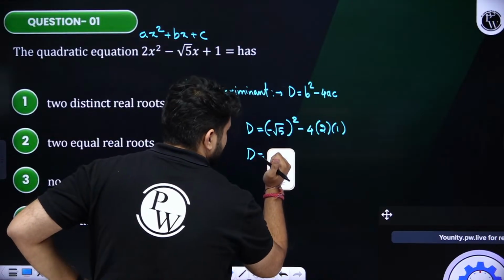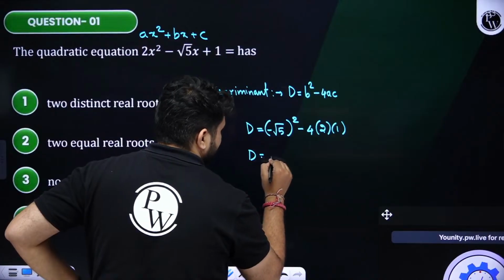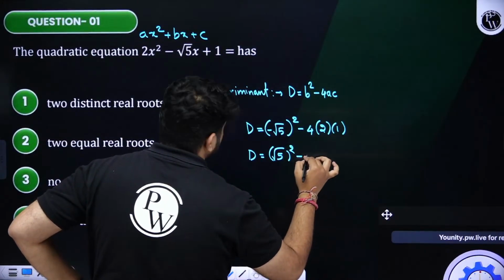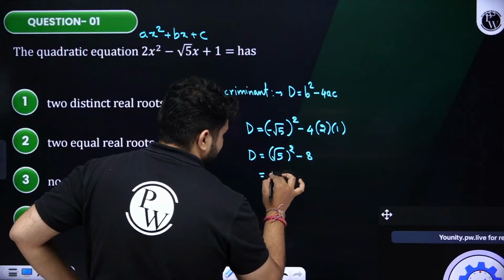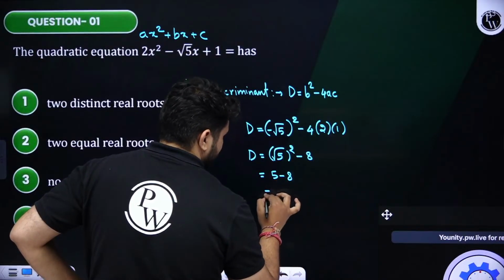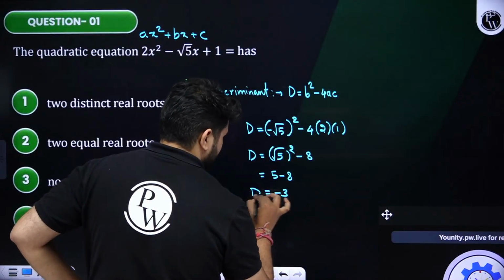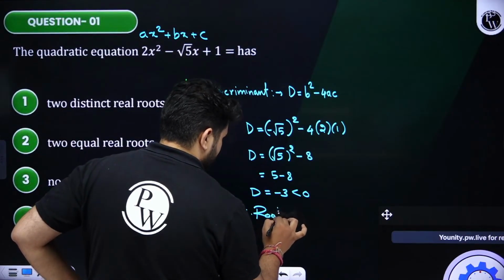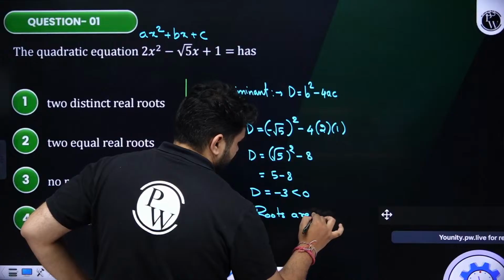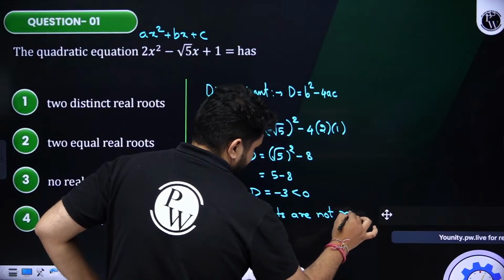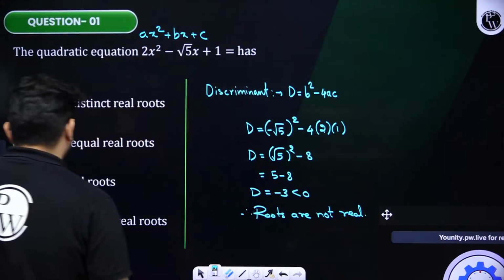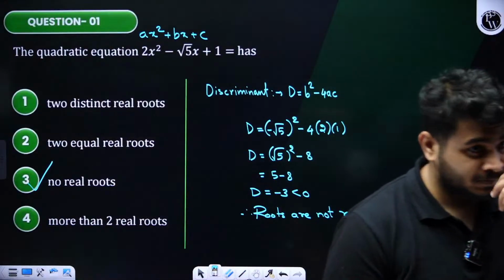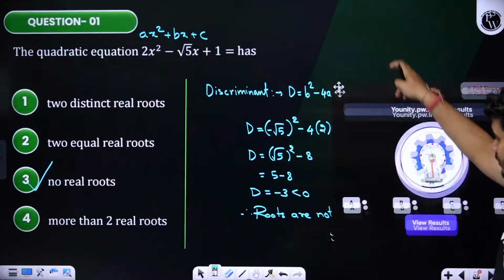Or else you can think that the square of any number is always positive. So root 5 whole square minus 4 twos are 8. So 5 minus 8 is equal to minus 3. So discriminant value is less than 0. So roots are not real. So no real roots. Option 3 is correct. Very nice, super everyone.